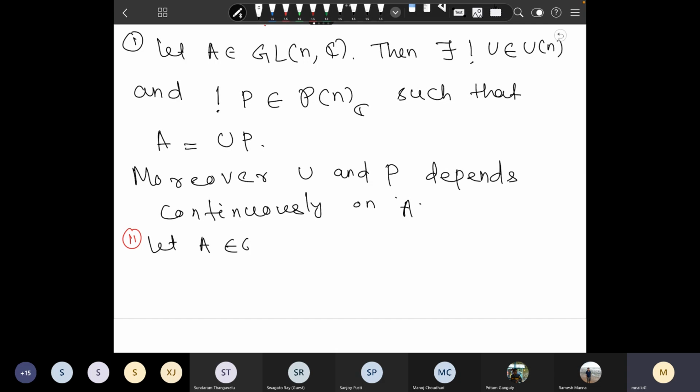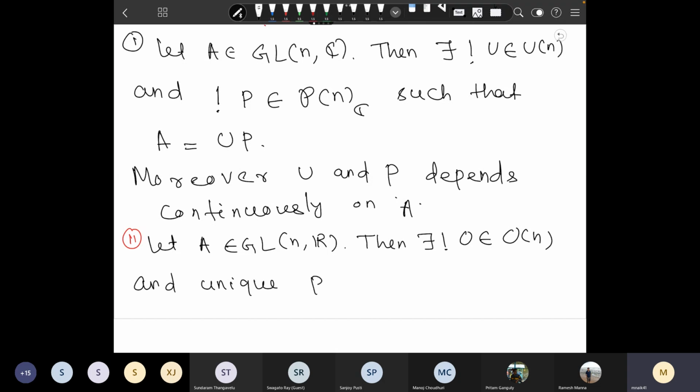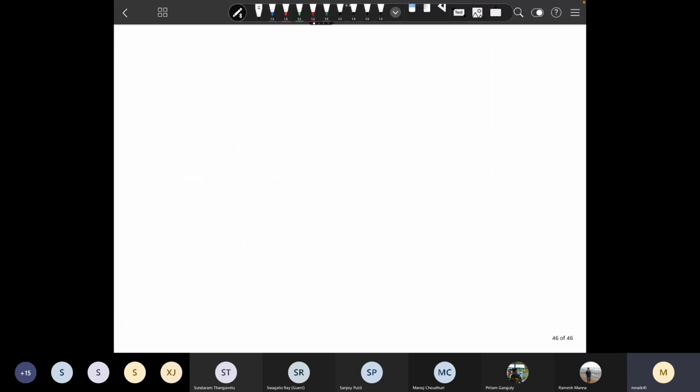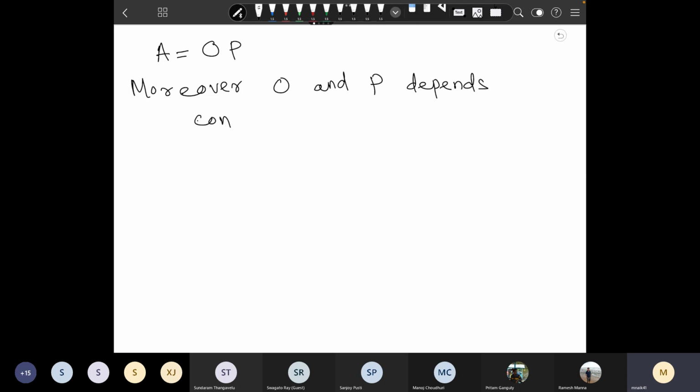Let A belong to GLn(R). Then there is a unique O belonging to the orthogonal group and unique P belonging to Pn(R), so that A is equal to OP. Moreover, O and P depend continuously on A.